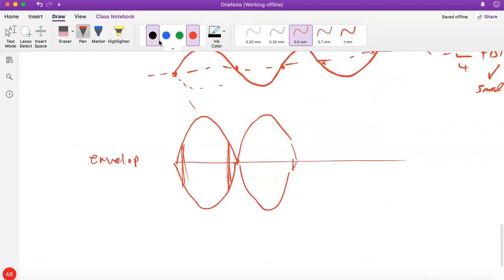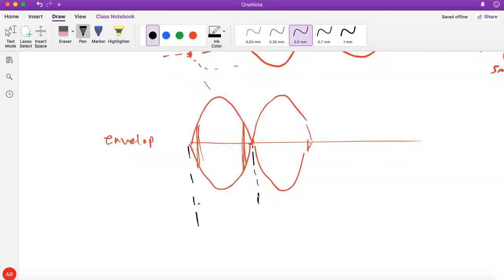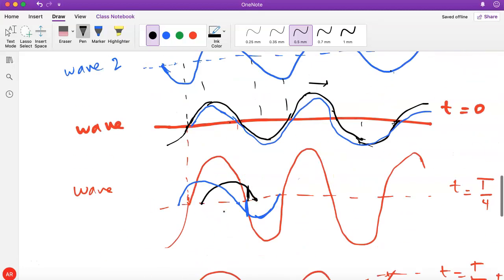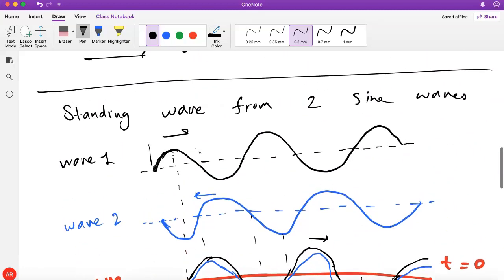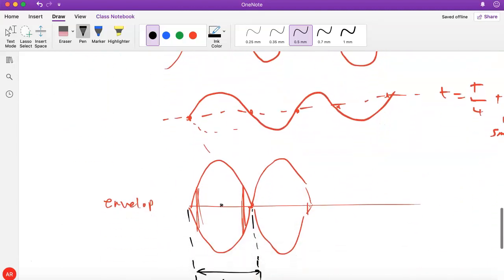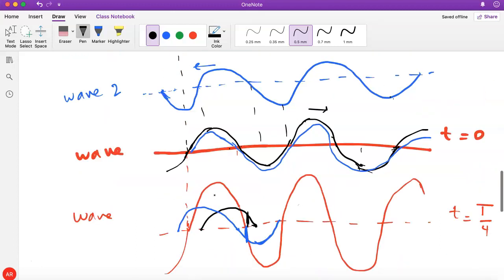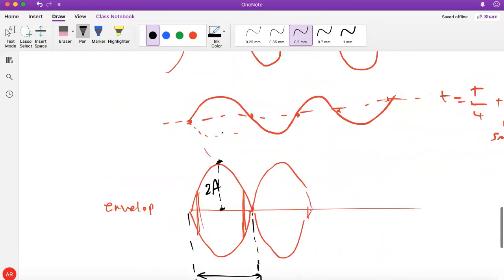So now this distance here is lambda over 2, where this distance, the wavelength of the original wave, is lambda. And if the amplitude of the original wave is A, the maximum amplitude for the envelope from here to here is 2A. Because they look identical right here, and they just add up, so we're going to get twice the amplitude of the oscillations.